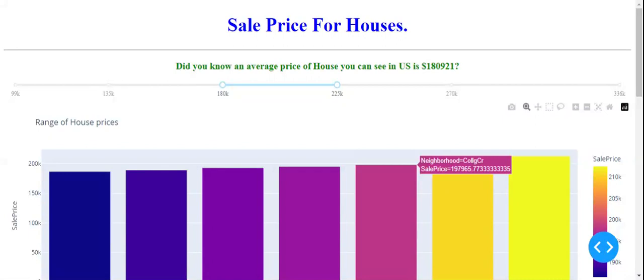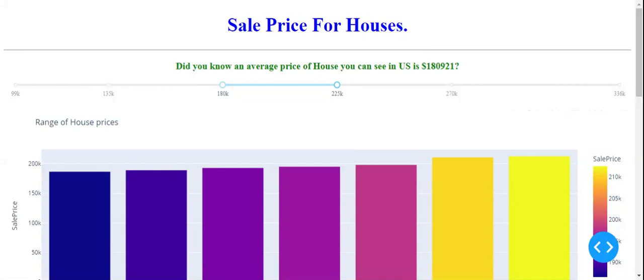First of which I'll be looking at is the neighborhood. When we talk of the neighborhood, the region where the house can be found, it is a very major determinant for the price of a house in the US. Now, here is my range slider. I have ranges for the prices of houses in the US.